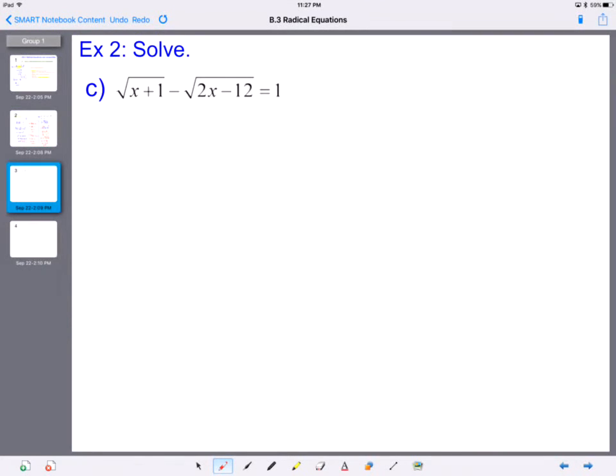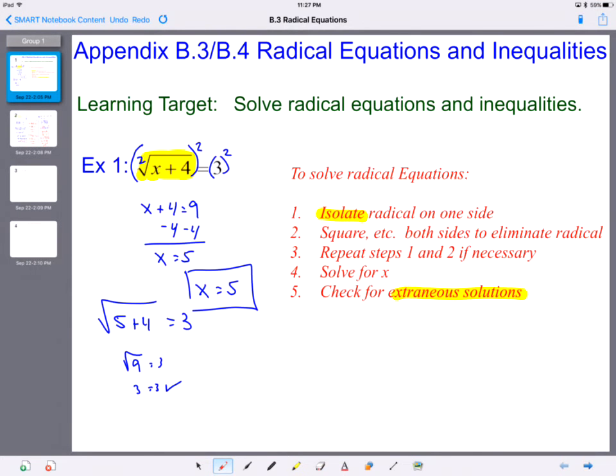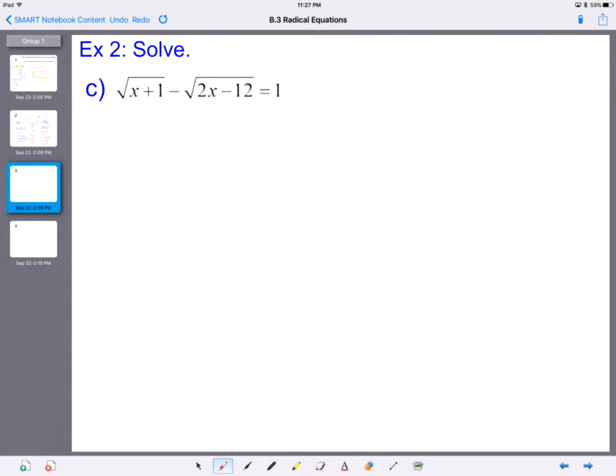So the last equation that we're going to look at is one that has 2 square roots on it. So if you go back to your steps, you did notice that the third step was to repeat steps 1 and 2 if necessary. So I'm going to tell you, leave some space on your notes for this one. This is going to take a little bit of extra time because we have to do it twice.